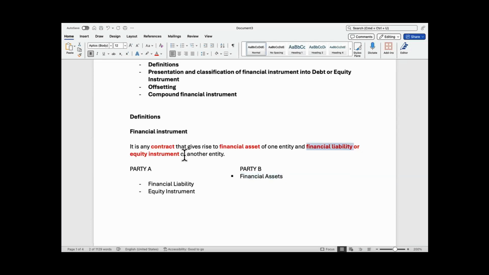If you have followed me, you will see that it is the issuer, the person that wants to collect money, that would either have a financial liability or equity. And if that issuer wants to borrow money, that is when in his book he will say he has a financial liability. But if he needs shareholders, if he needs people that would take risk with him, then he would have equity instrument.